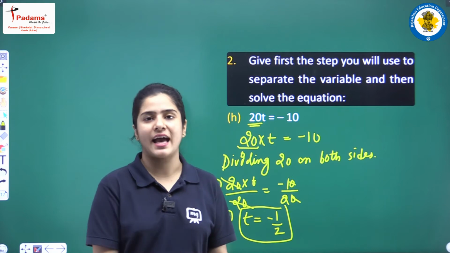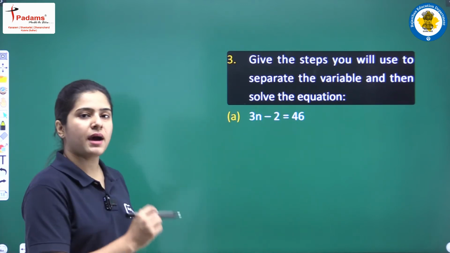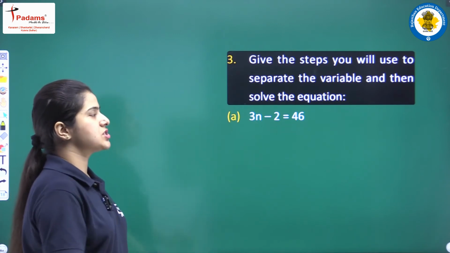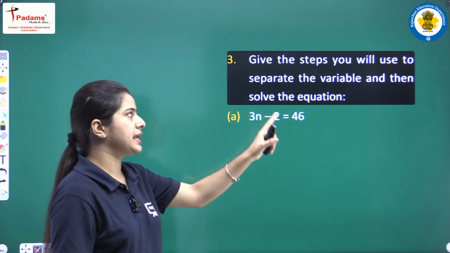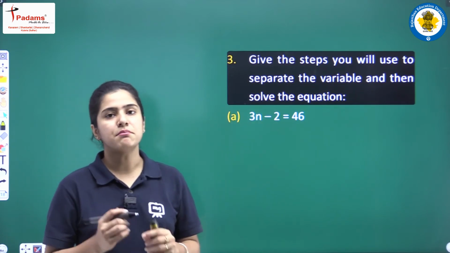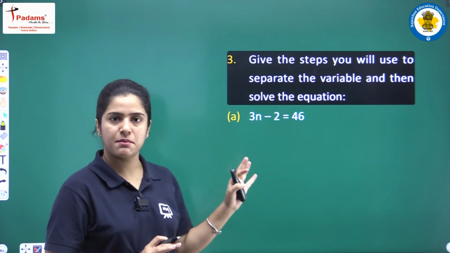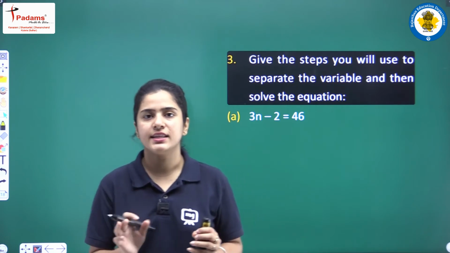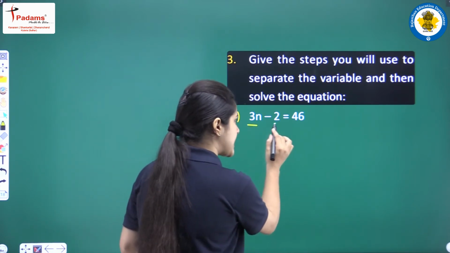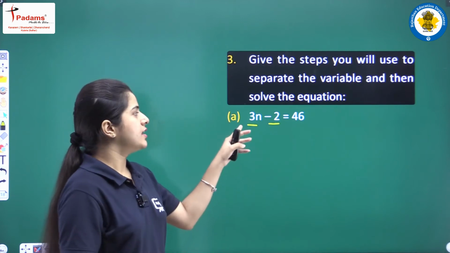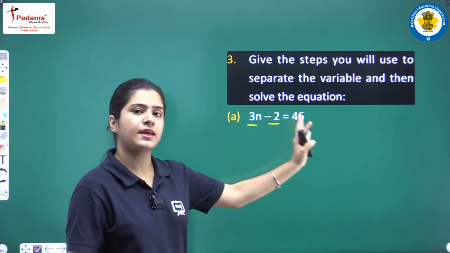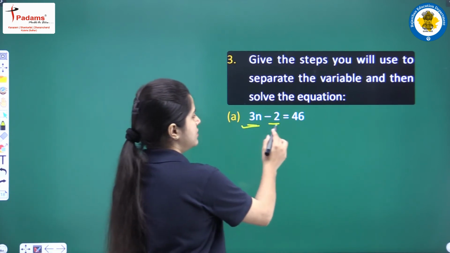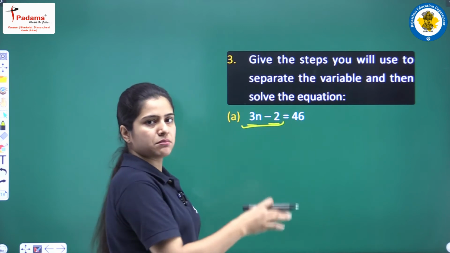Okay, looking at another question, 3n minus 2 is equal to 46. Okay students, now this is the third question. Give the steps you will use to separate the variable and then solve the question. Simple thing, that is A part. In the first and second questions, we have just done 1 to 2 steps. In this one, we have to divide as well as add. There are 2 things on the left hand side and 1 thing on the right hand side. So firstly we have to separate the variable from the constants.